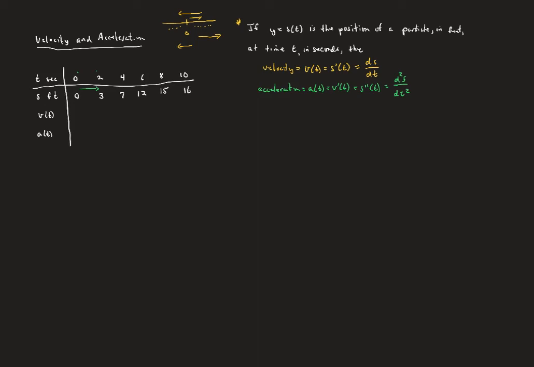But I want to talk about some trends to notice here. If this was behaving nicely and predictably, which we don't know, you can see that as the position goes from 0 to 3 to 7, each of these position values is bigger than the one before it. So it looks like the position is increasing, which would then make us think that the velocity v of t would be positive for whatever values we would come up with in this interval.